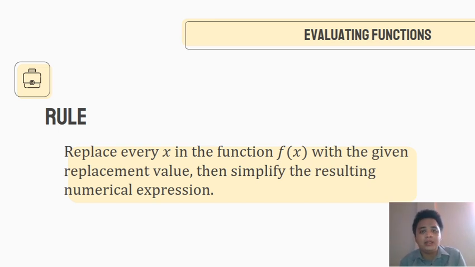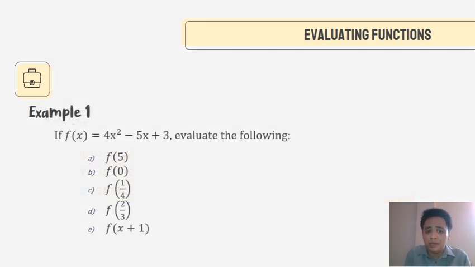So, unang gagawin is to identify the function itself. Pag alam mo na yung function, hanapin mo yung value ng x. Tapos, papalitan mo ngayon lahat ng x. Now, para mas magets, let's have an example. So for our example number 1, if the function of x is denoted by 4x squared minus 5x plus 3, then evaluate the following. So kung napapansin mo, we have 5 givens at lahat yan ay ating tatalakayin ngayong araw.